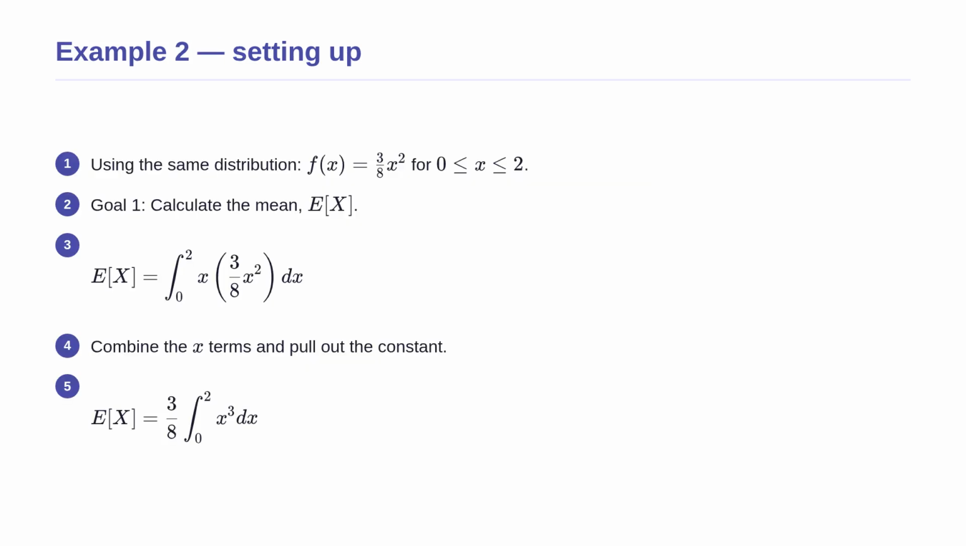Let us calculate the mean and variance using the exact same distribution from our previous example, where the density function is 3/8 x squared for the range 0 to 2. We start by calculating the mean, E of x. The formula requires us to multiply the variable x by the density function and integrate over the valid range, which is from 0 to 2. To make the math cleaner, we combine the x terms to get x cubed, and we pull the constant 3/8 outside the integral. Now we are ready to integrate.